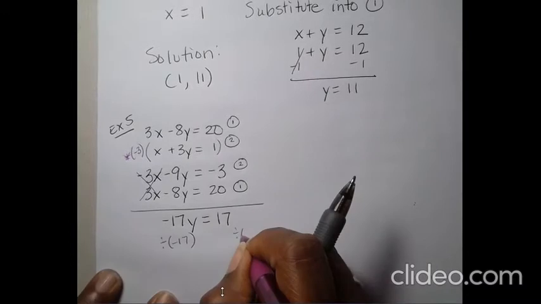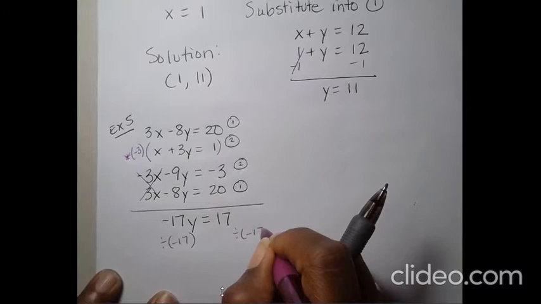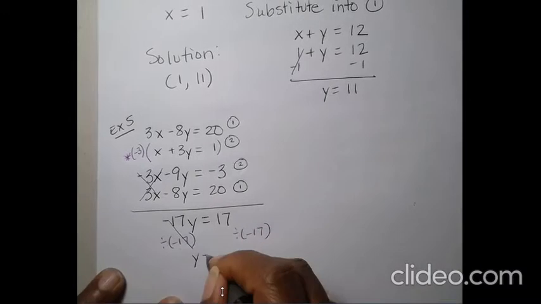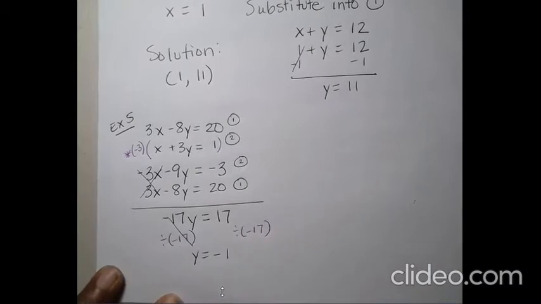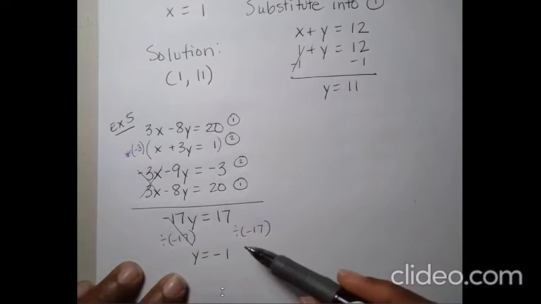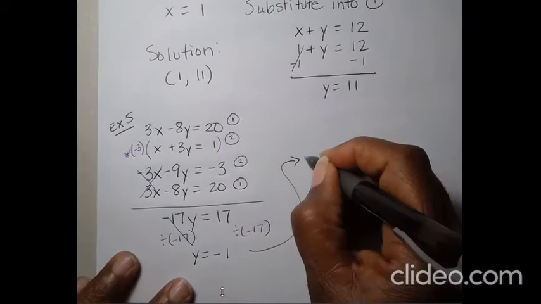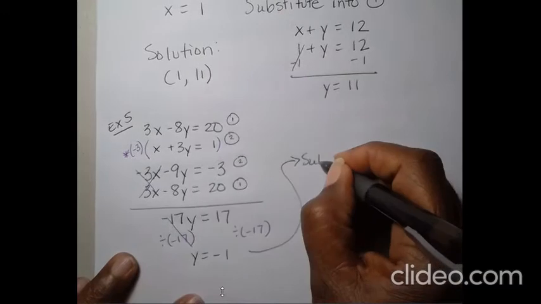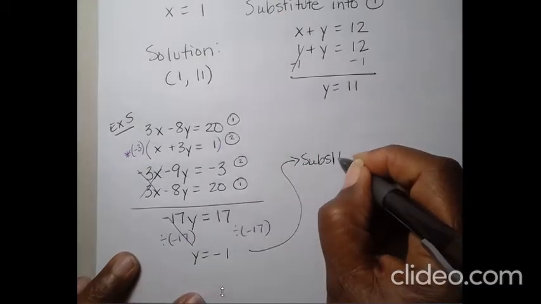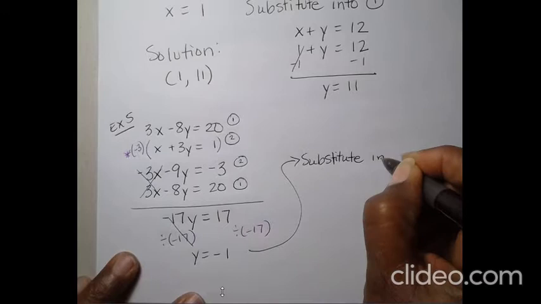To find what x equals, we're going to substitute this back into one of the equations. I'm going to choose equation 2 because, S-T-I-T, there we go. Substitute into 2. I'm choosing that one because the x is alone. So once we're solving, we're going to be able to just get the x by itself.